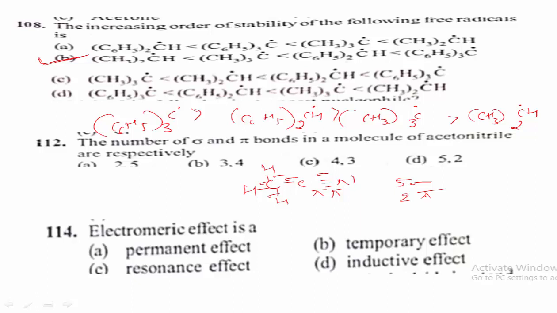So at that time, first you remember the structure of the compounds. Okay students, which one is the correct answer for question 112? Option D, 5 sigma bonds and 2 pi bonds. Okay. Next question number 114.